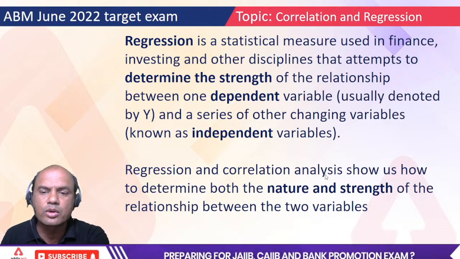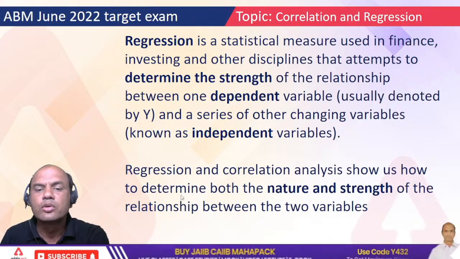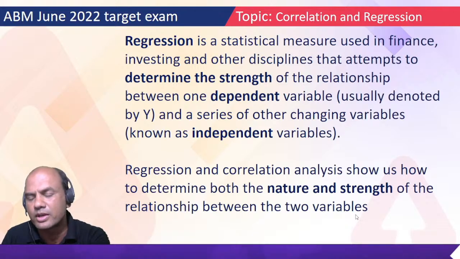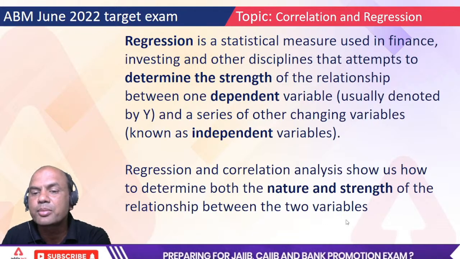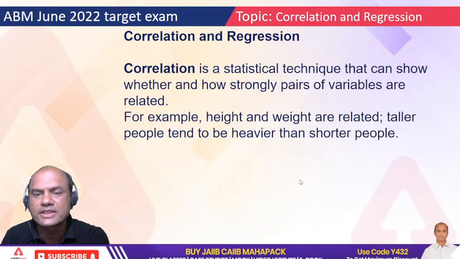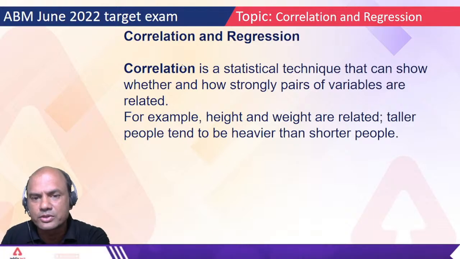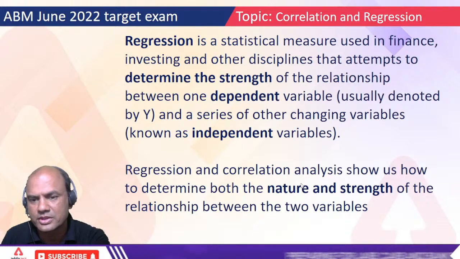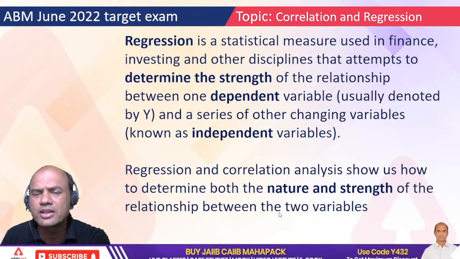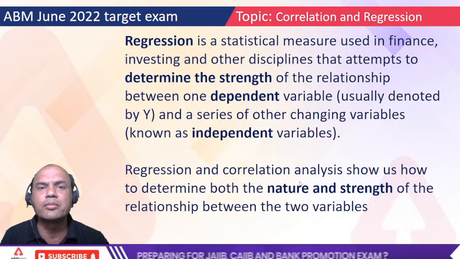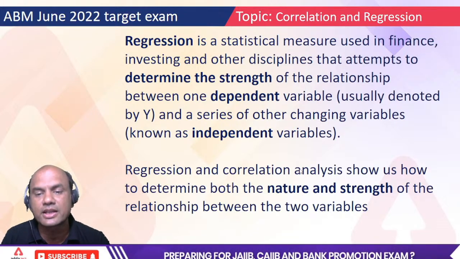Regression and correlation analysis show us how to determine both the nature and strength of the relationship between 2 variables. Now this gives you the clear picture. Nature of the relationship means, if x is moving upwards, how is y moving? Is y moving upwards only, or is y moving downwards? That is the nature, direct proportion or inverse proportion, right? Do you remember anything regarding bonds? In bonds, the market rate and market price always move in opposite directions, right?